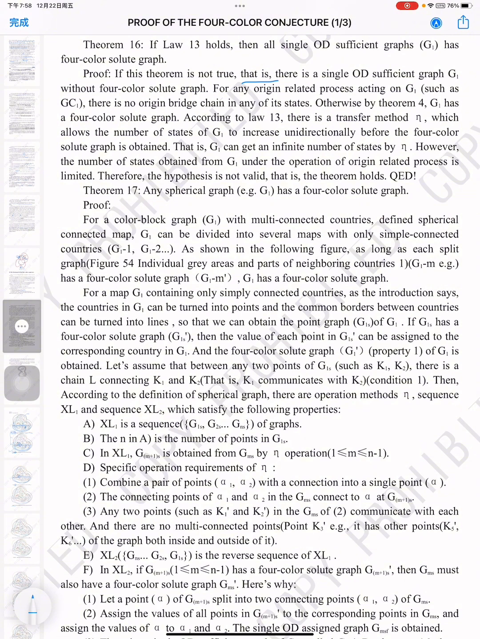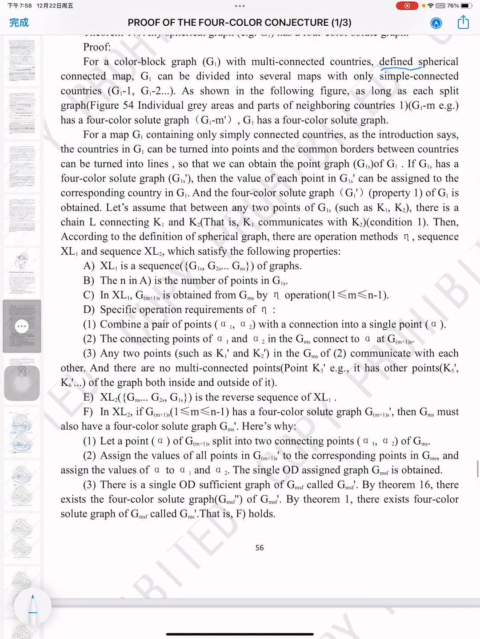G1 can be divided into several maps with only simple connected countries, G1-1, G1-2, as shown in the following figure. As long as each split graph, figure 54, individual gray areas and points of neighboring countries, countries 1, G1-M, e.g., has a four-color absolute graph, G1-M apostrophe, G1 has a four-color absolute graph.